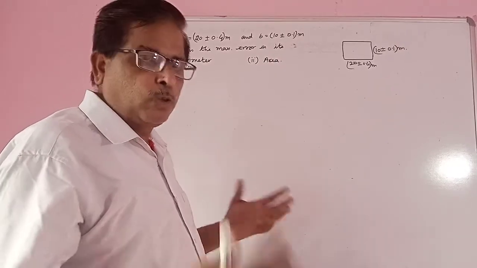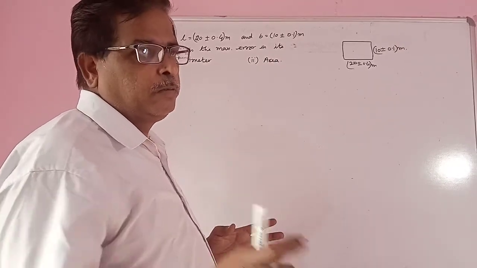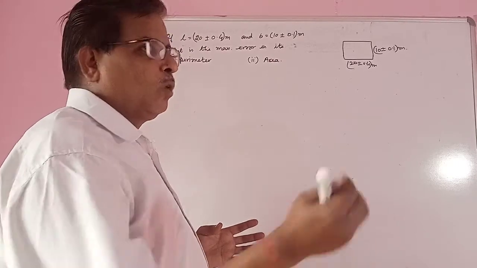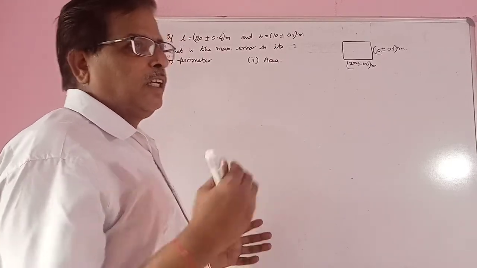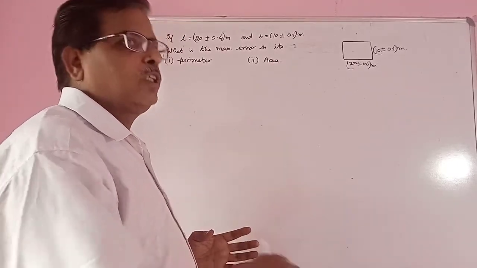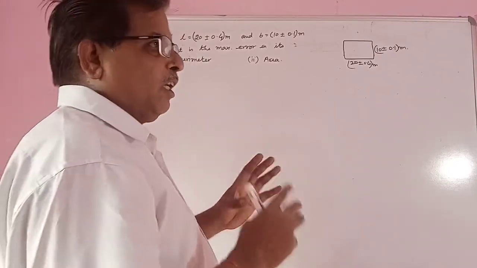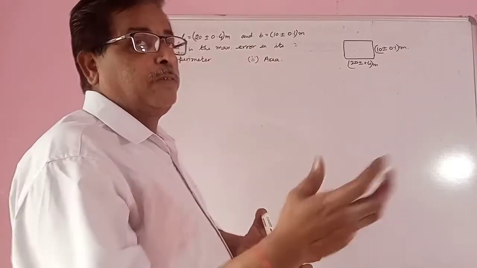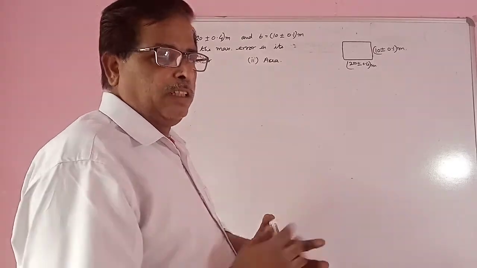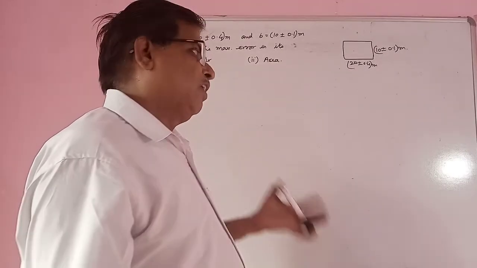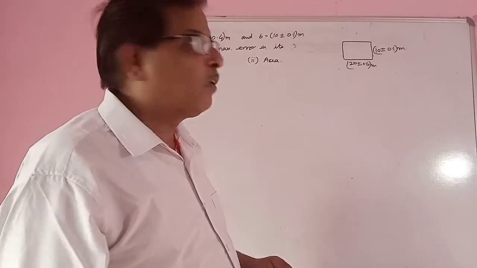Minimum error means there is no error at all. When we read 10 as 10, we are making minimum error. If we read 10 as 9, we are making the same amount of error as when we read 10 as 11. If we are reading 10 as 11 or 10 as 9, then we are making the same amount of error.